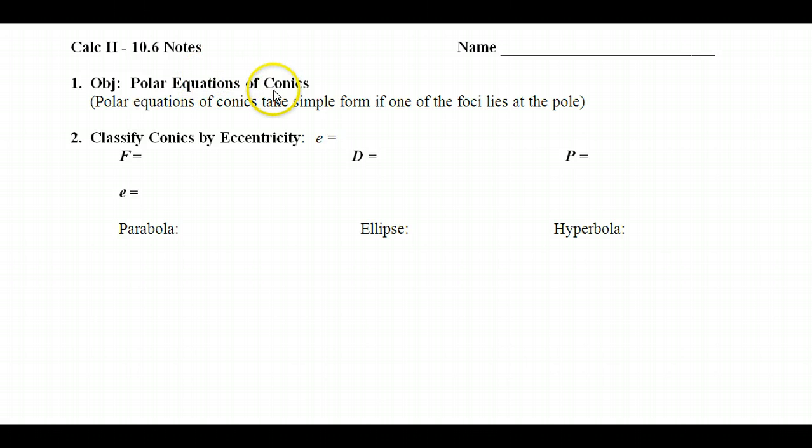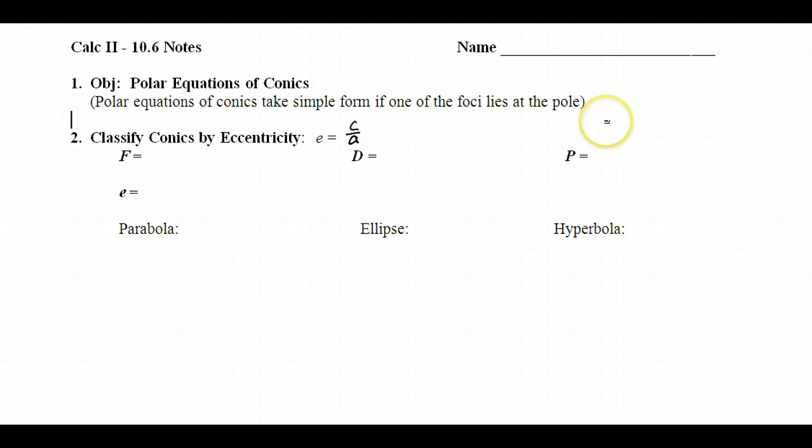So remember, polar equations, our points are r and theta. And when we do these, our polar equations of conics take simple form if one of the foci lies at the pole. So you will always have a focus at the pole if you are going to write a conic as a polar equation. So how we do this is we are going to classify our conics according to the eccentricity of it. And remember that your eccentricity is c divided by a.